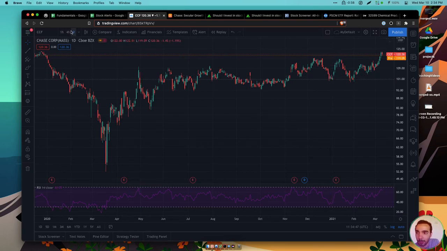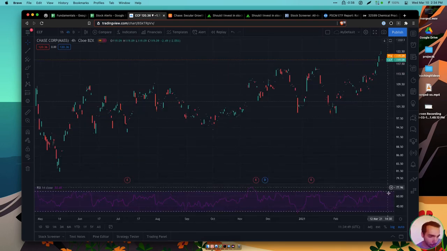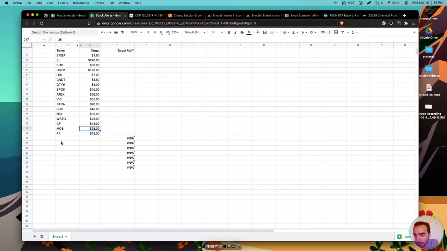Possibly 105. What about the 4-hour mark? What's RSI looking like on the 4-hour? Yeah, again, if you can get to somewhere here, 105. I think 105 is a good price.